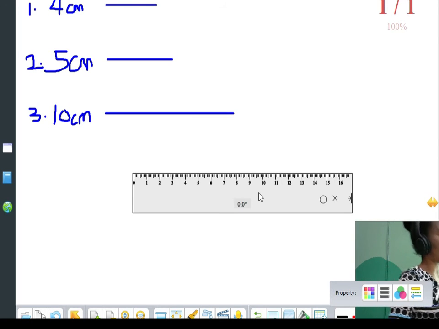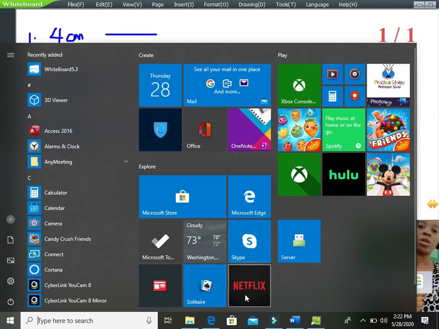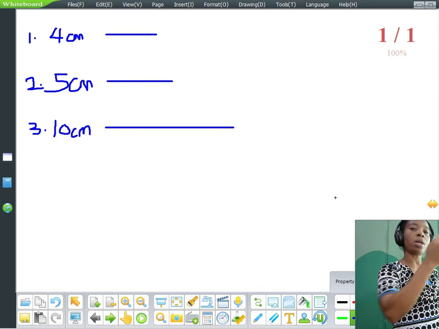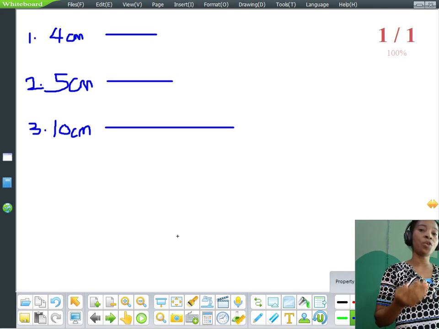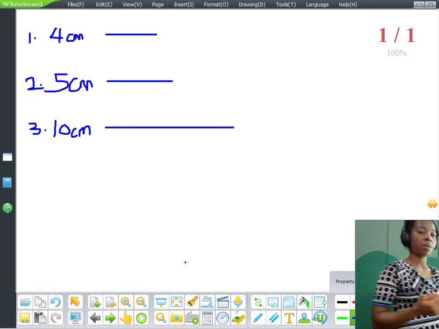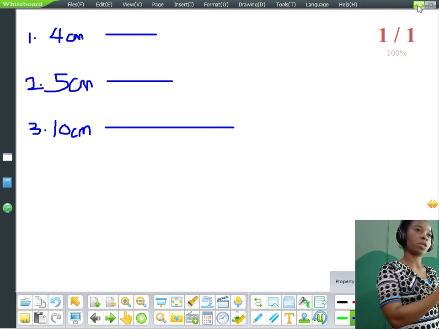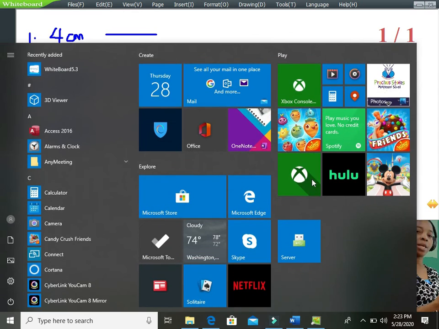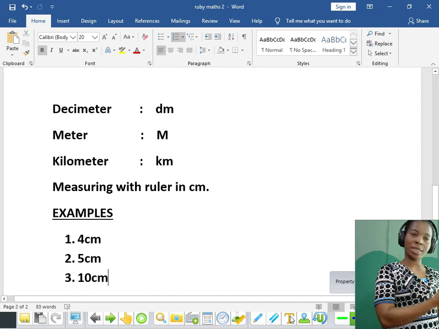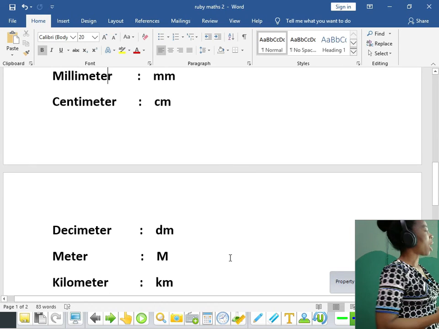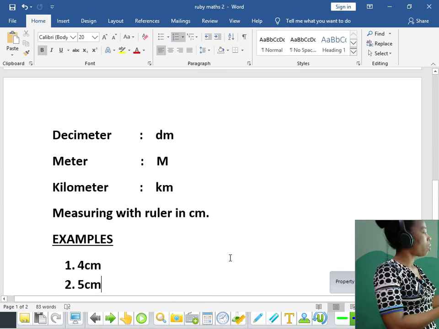All right, sweetheart. So do me the favor right now. We take a recap. Remember today we are talking on length, and we say that length is the distance from one point to another. We also mentioned the units of measuring length, which we said are the millimeter, mm, centimeter, cm, decimeter, dm, meters, m, and kilometer, which is km. And we've done this measuring all of this.